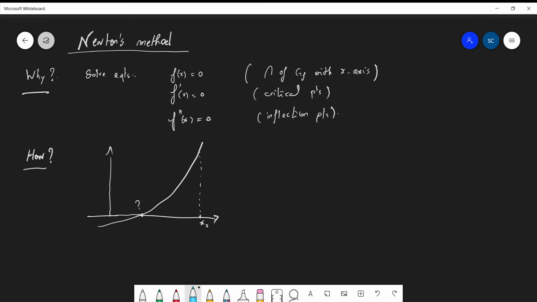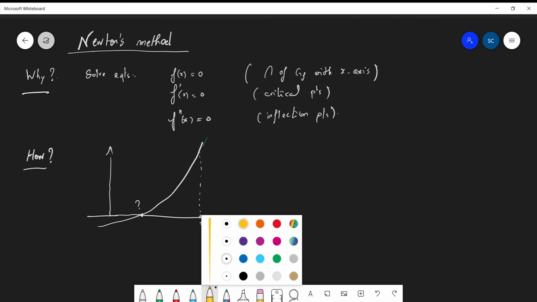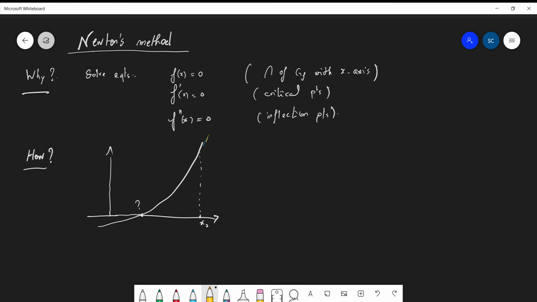We will graph the tangent line at x0, and this tangent line will cross the x-axis at a second point x1. Let's write the equation of the tangent line. It has the equation y minus f(x0) equals f'(x0), the slope, times (x minus x0).